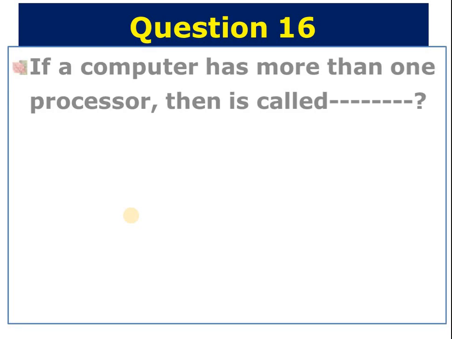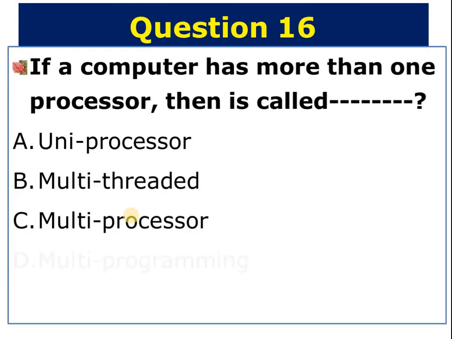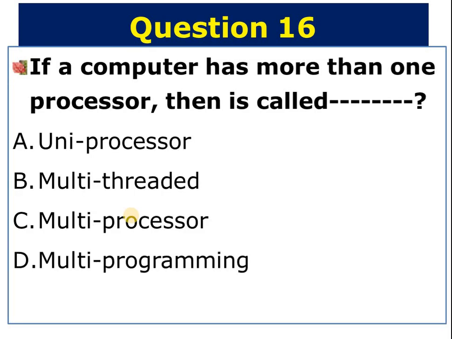Let me go to question number 16. If a computer has more than one processor, then it is called blank. A. Uniprocessor, B. Multi-threaded, C. Multiprocessor, D. Multi-programming. The answer is choice C. Multiprocessor is a computer that has more than one processor.